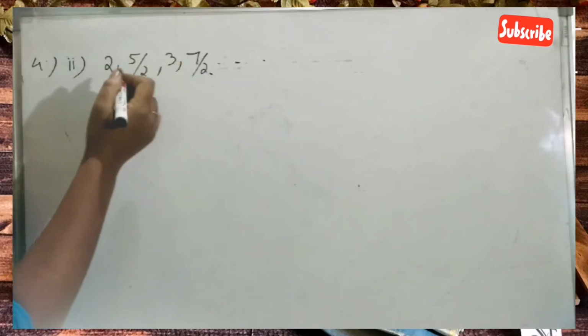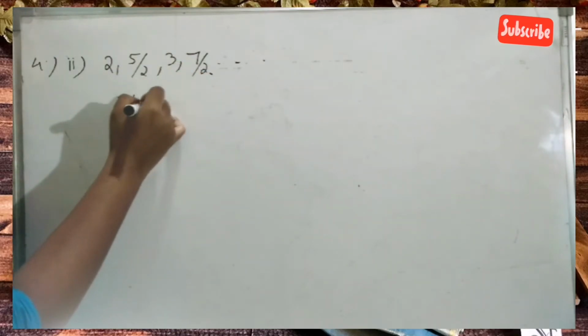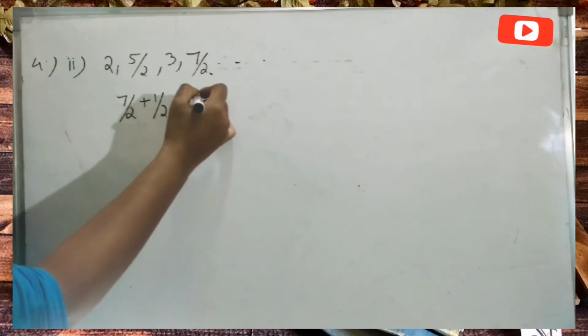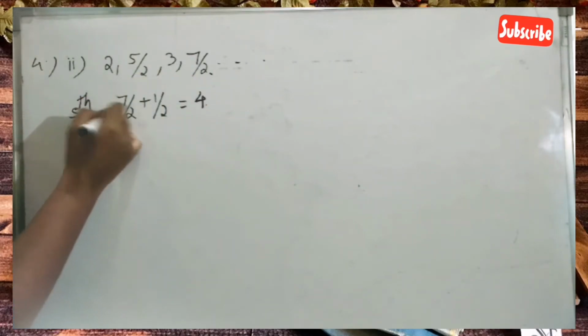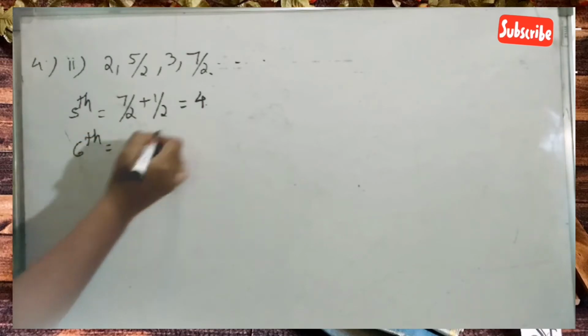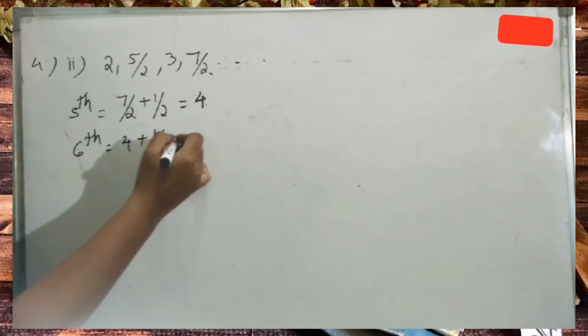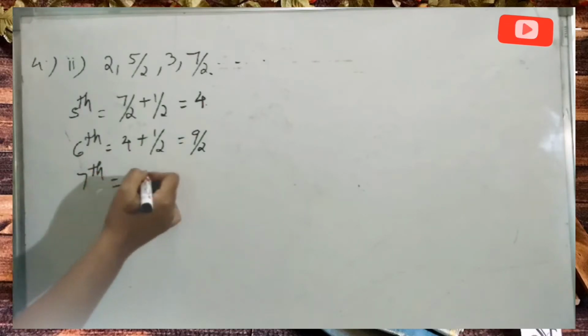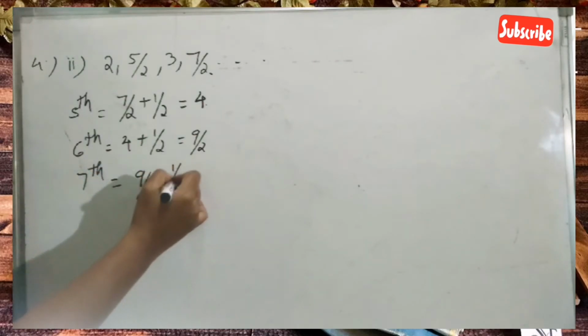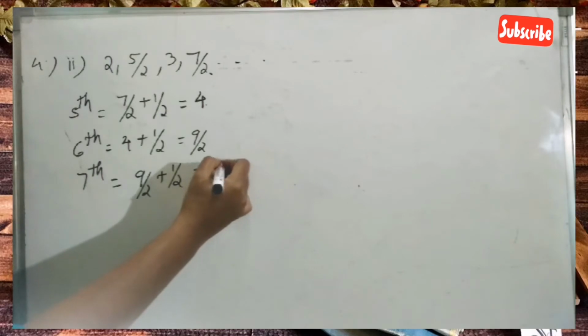Fourth term is 7 by 2. So the next term is 7 by 2 plus 1 by 2, which is 4. This is our fifth term. Now sixth term, 4 plus 1 by 2 is equal to 9 by 2. And seventh term, 9 by 2 plus 1 by 2 is equal to 5.